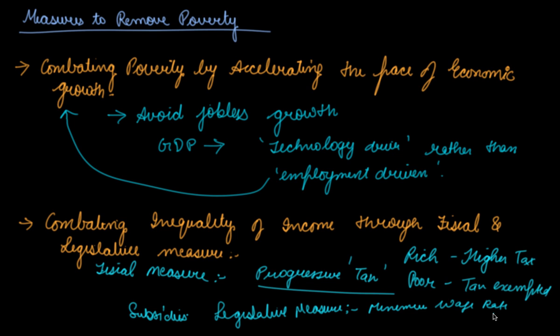Legislative measures also include the price floor. Price floor means the government has set up the minimum prices for the purchase of the farm output, meaning the minimum support price. The government will buy the farm product of the farmer at some minimum price and not below that minimum support price. Also, laws are being made for the education and the health facilities for the poor section of the society to remove poverty.